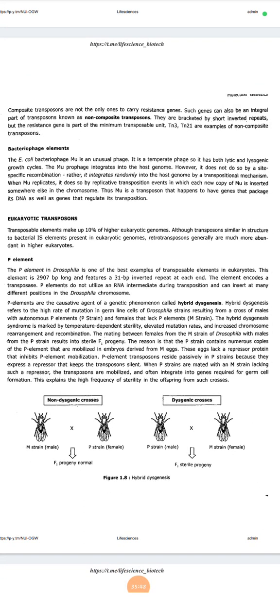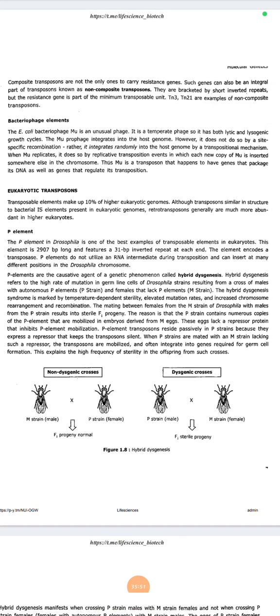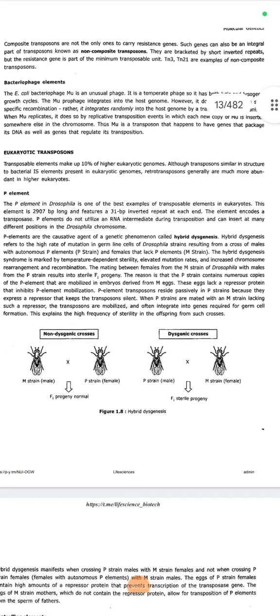So in the next video we will cover bacteriophage elements and then eukaryotic transposons.